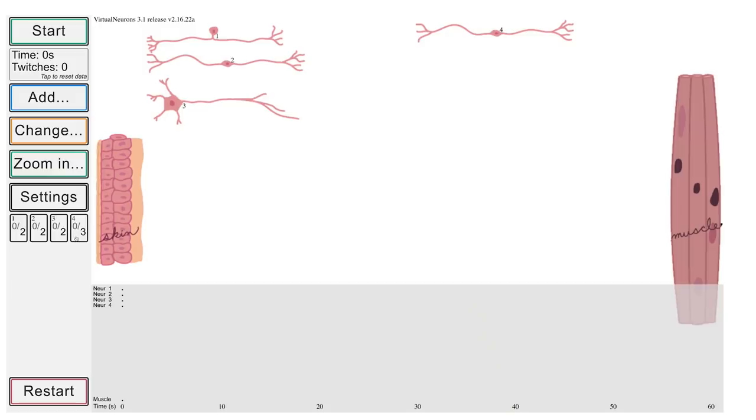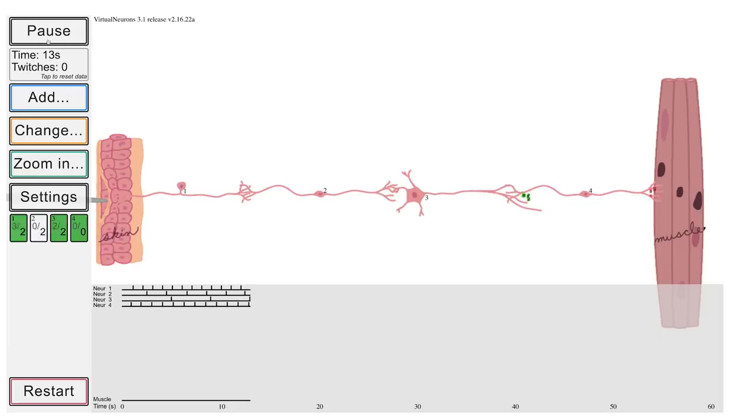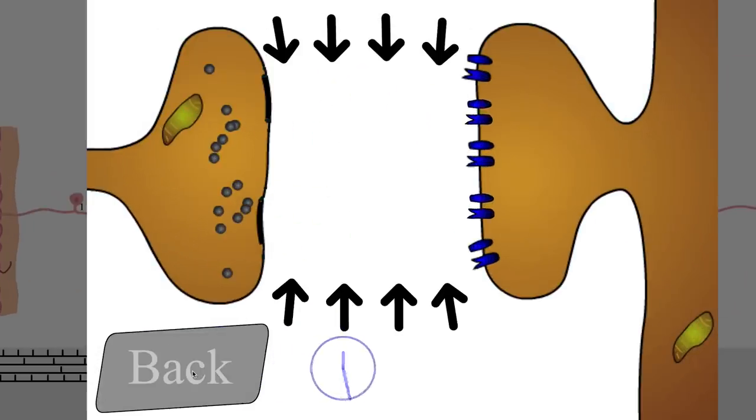But to see how a healthy neural circuit functions, check out Virtual Neurons. The goal of this game is to construct a neural circuit that carries a message from skin cells to muscle. Once you construct it, you can explore. Zoom in and click where the circles overlap to see a pop-up animation of synaptic transmission. This gap between the neurons is the synaptic cleft. In reality, it's quite a bit smaller than depicted here at only 20 to 40 nanometers wide. To put things in perspective, a human hair is no less than 80,000 nanometers wide.